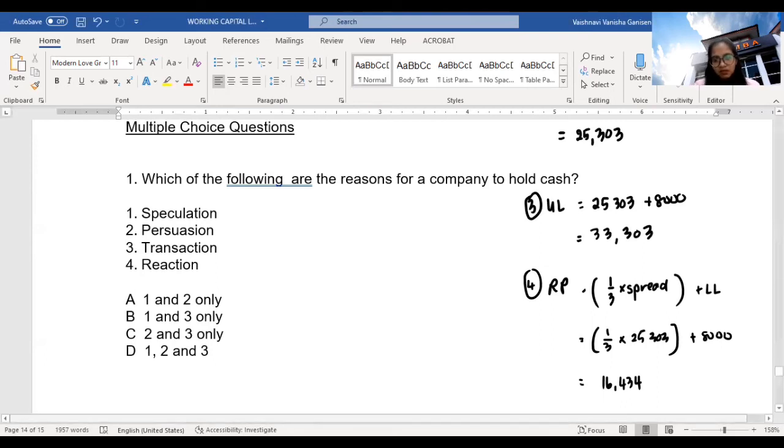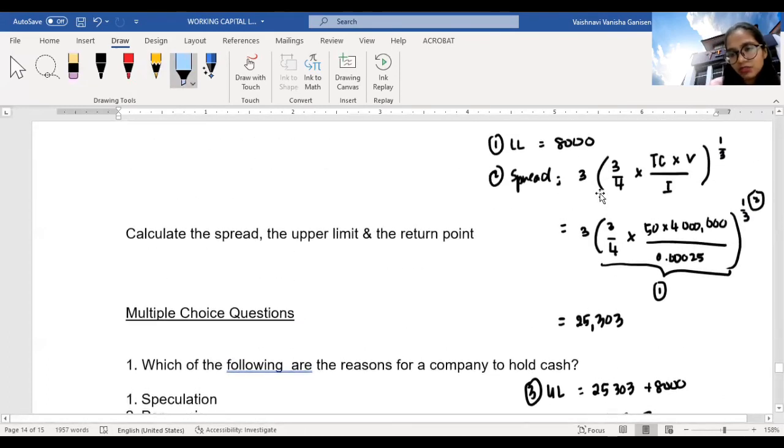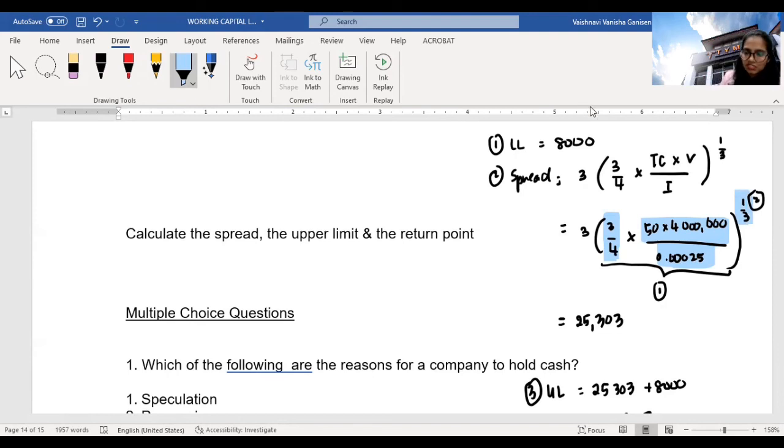Okay. Quite simple, quite straightforward. I think in this particular area, the most difficult one is to calculate spread because of the formula. But again, if you know how to use these formulas, the brackets, well enough, you will be able to solve this question quite easily. Okay.